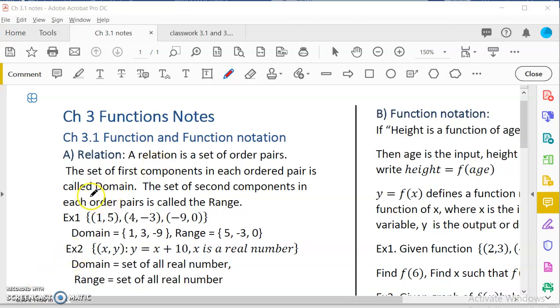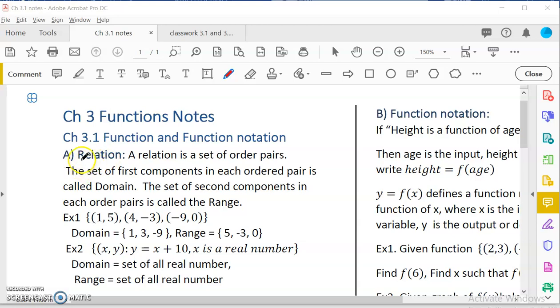Function is a very important concept in college algebra because the study of calculus is actually a study of function. So we will concentrate on developing this concept and also use whatever we learned in Chapter 2 about equations as a tool to work on function. So what is a function? A function is actually a relation.